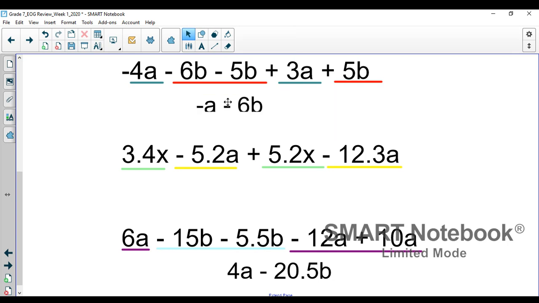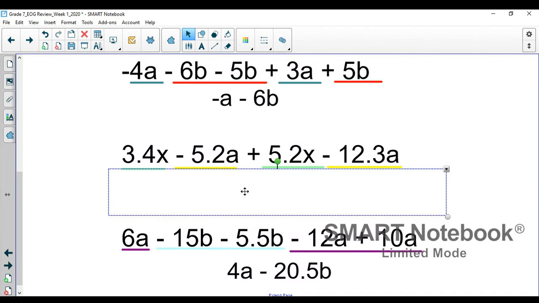So when you combine here, you end up with negative a minus 6b. Negative 4 plus 3 is negative 1. And then when you combine your b's, negative 6 minus 5 plus 5 leaves you with negative 6.